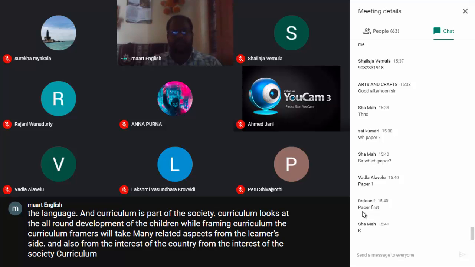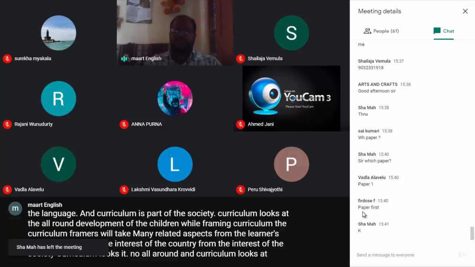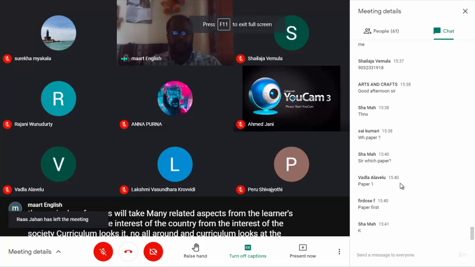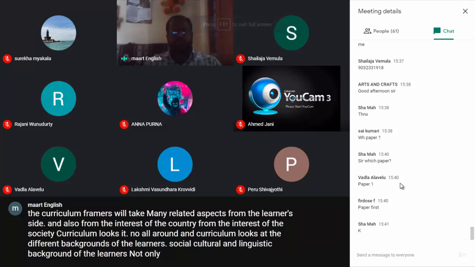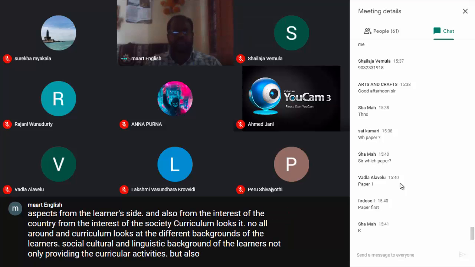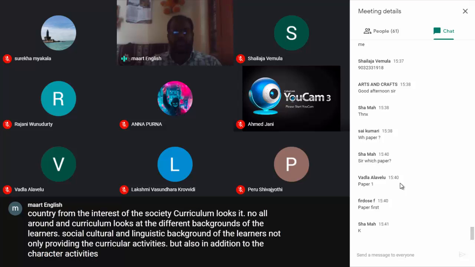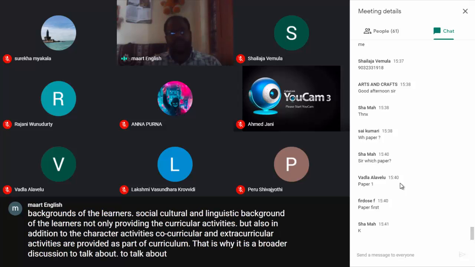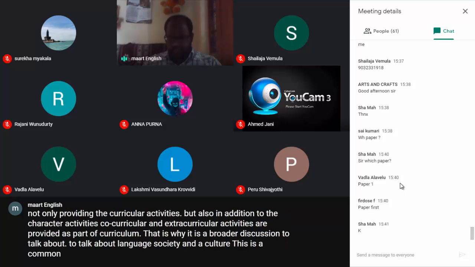Curriculum looks at the different backgrounds of the learners: the socio-cultural and linguistic background of the learners. In addition to the curricular activities, co-curricular and extracurricular activities are provided as part of the curriculum. That is why it is a broader discussion to talk about language, society, and culture. This is a common understanding and a better understanding of the relation between language and culture.